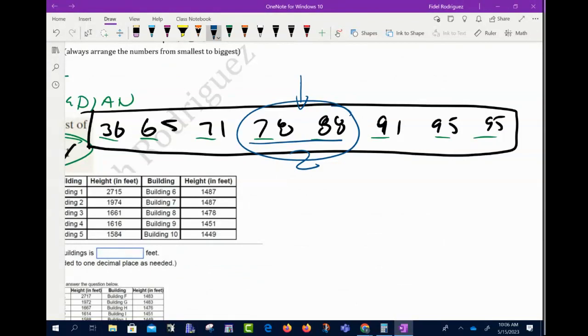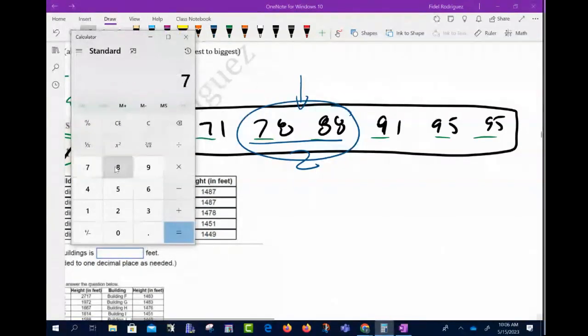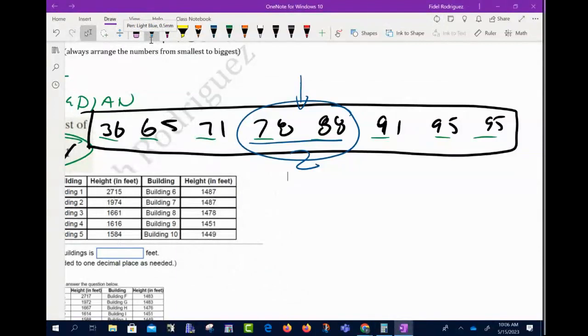If I have an even set of numbers, meaning I have 8 numbers or 12 numbers or 100 numbers, I got to take the average of the middle two. So look what we're going to do. We're going to take our calculator. We're going to say, what's 78 plus 88? And we're going to divide it by 2. And we have 83. Y'all, this is my median.